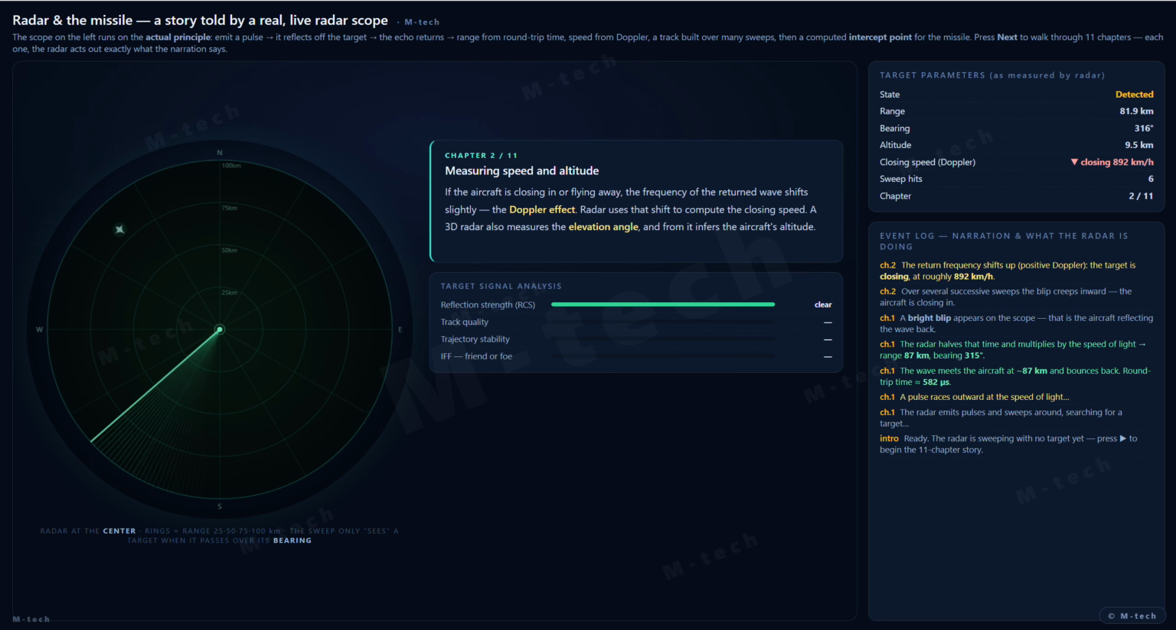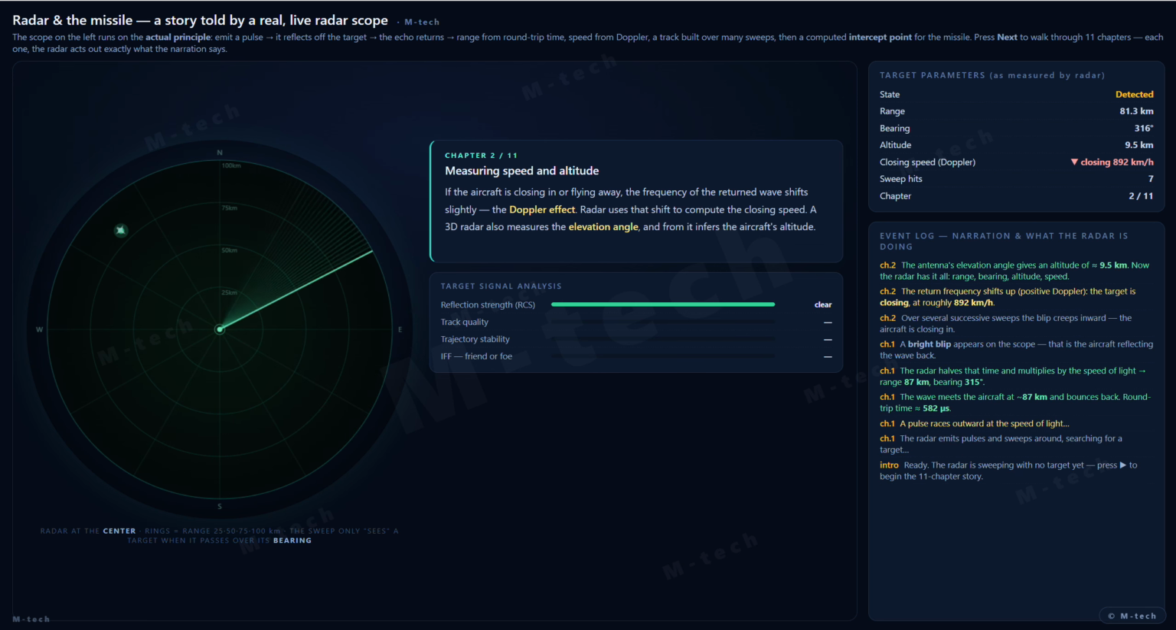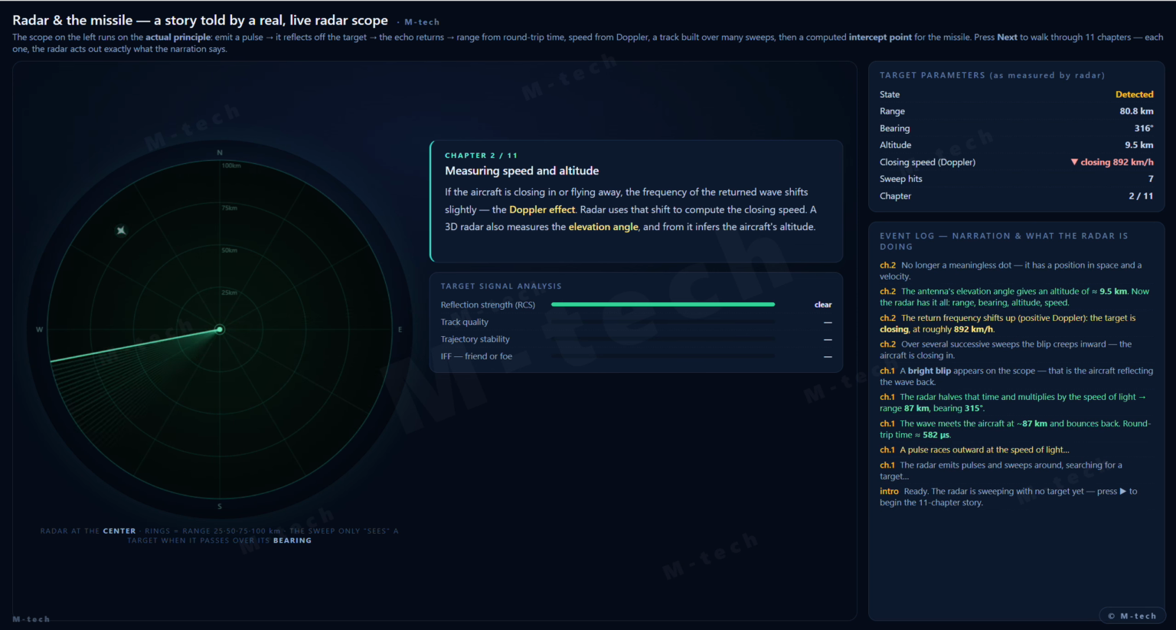Measuring speed and altitude. If the aircraft is closing in or flying away, the frequency of the returned wave shifts slightly. This is the Doppler effect. Radar uses that shift to compute the closing speed. A 3D radar also measures the elevation angle, and from it infers the aircraft's altitude.